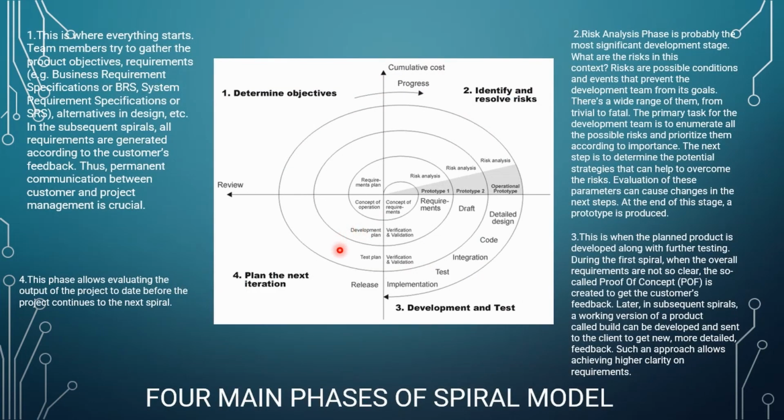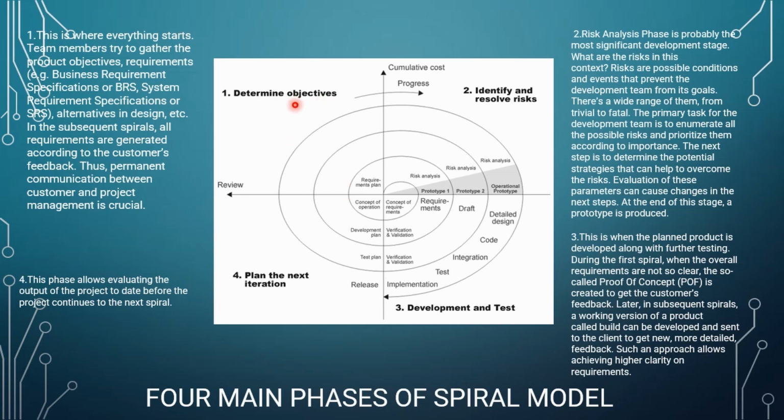The four main phases of the spiral model are these: determine objectives, identify and resolve risks, development and test, and plan the next iteration. It's kind of a spiral. So 1, 2, 3, 4. Determine objectives, identify and resolve risks, development and test, then plan the next iteration. Let's understand them one by one, and then I will explain with an example for better understanding.